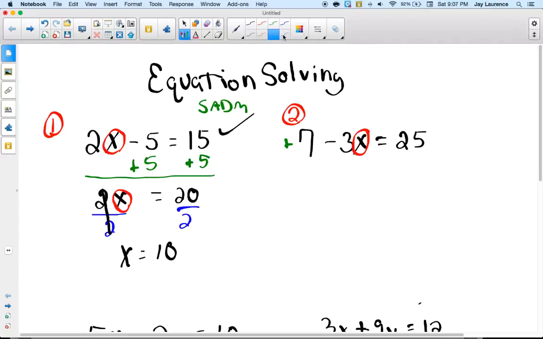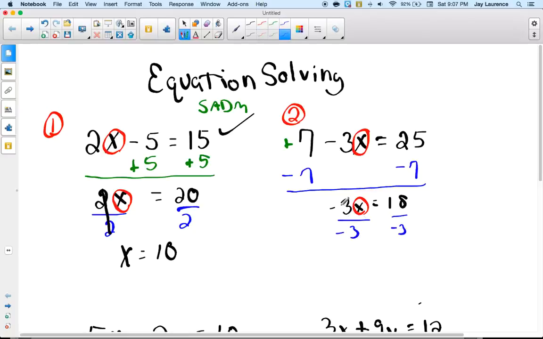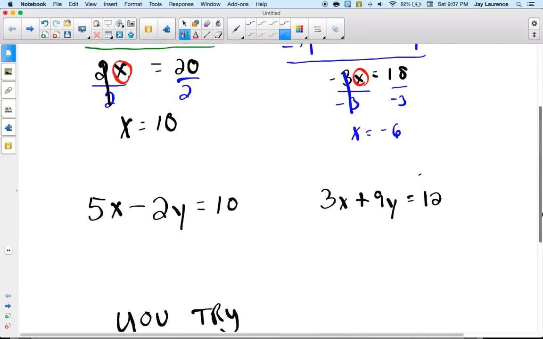All right, so how do I get rid of that 7? Because Saddam tells me to get rid of the addition before the multiplication. Well, I'm going to have to subtract 7, right? Going to subtract 7. Okay, and we're going to get negative 3x equals 18. Trying to get that x alone. Okay, and that's multiplication, so I'll divide by negative 3. The negative 3's will cancel here. I'll get x equals negative 6. Okay, great. So let's check out these.